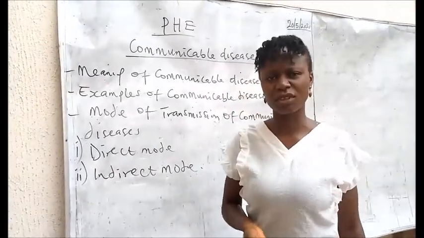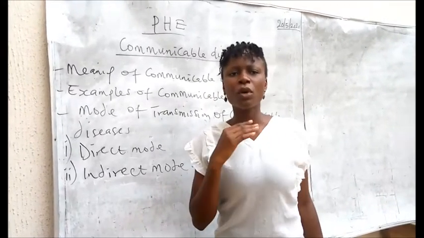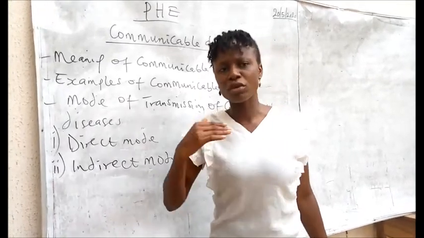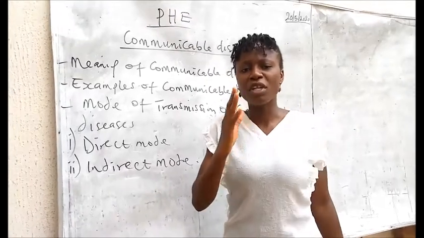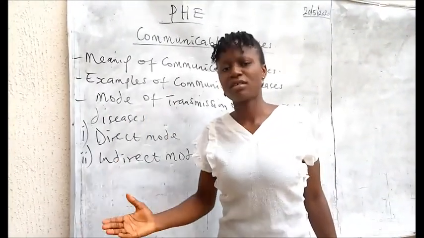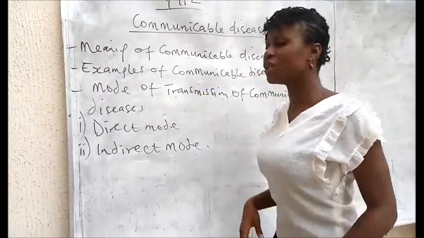What are communicable diseases? Communicable diseases are diseases that can be transmitted from one person to another or from an animal to a person. So once a disease can be communicated from a living organism, from a human being or an animal to a person, that is a communicable disease.